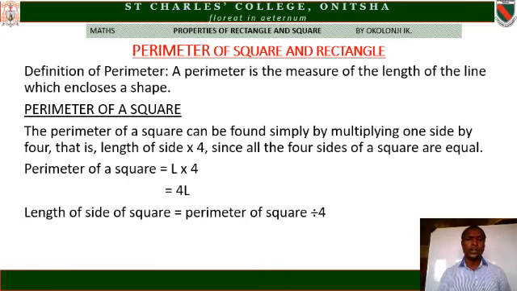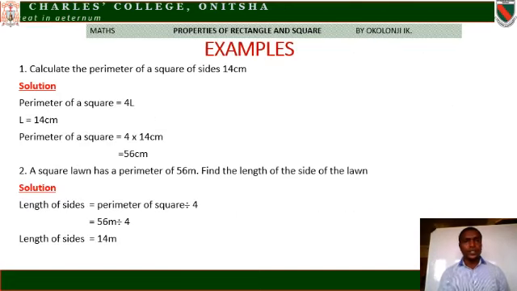This is the formula for finding perimeter of a square: 4 length. Also, you might be asked to find the length of side of a square. The formula for finding the length of side of a square is perimeter of a square divided by 4. So, examples. Example 1. Calculate the perimeter of a square of side 14 centimeters.